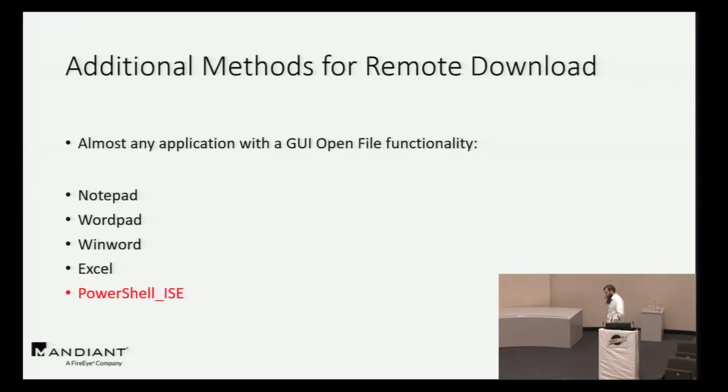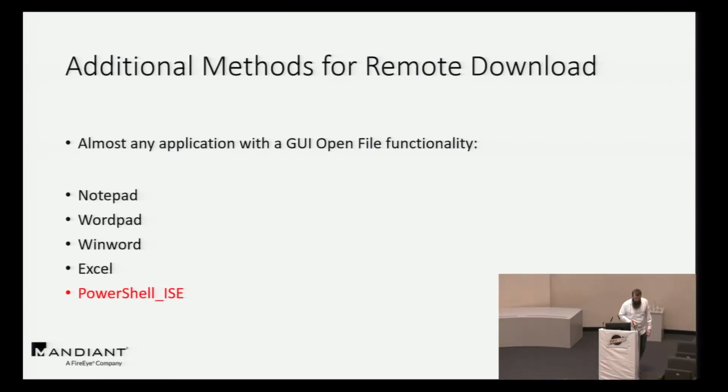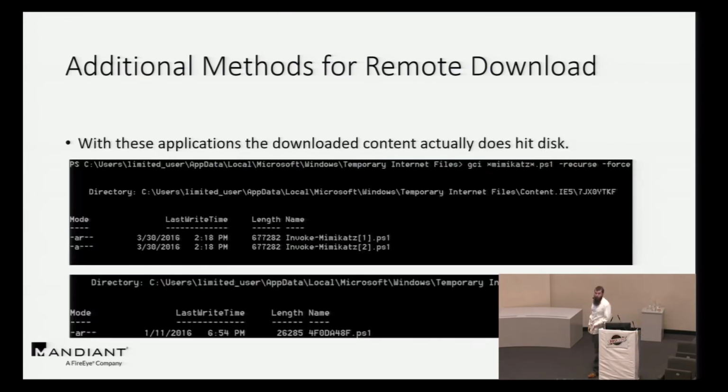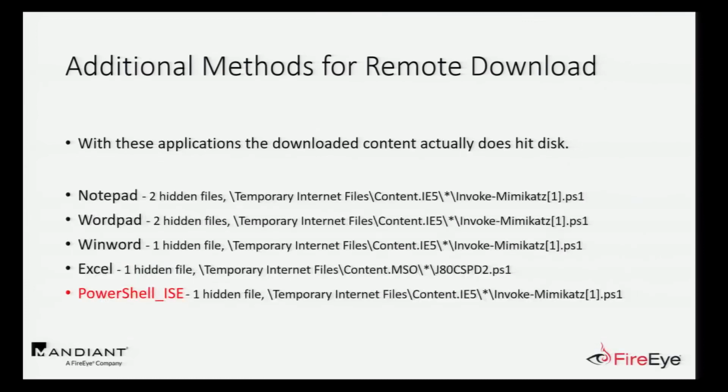You can do this with any tool that has an open file GUI, right? PowerShell ISE is nice because you can just pull down the payload and then send an F5 and it executes it. You don't have to worry about the whole clipboard issue. Turns out this actually isn't entirely in memory though. So as a defender, this actually does hit disk. It hits disk in Temporary Internet Files. And in most cases, it actually retains the original file name.